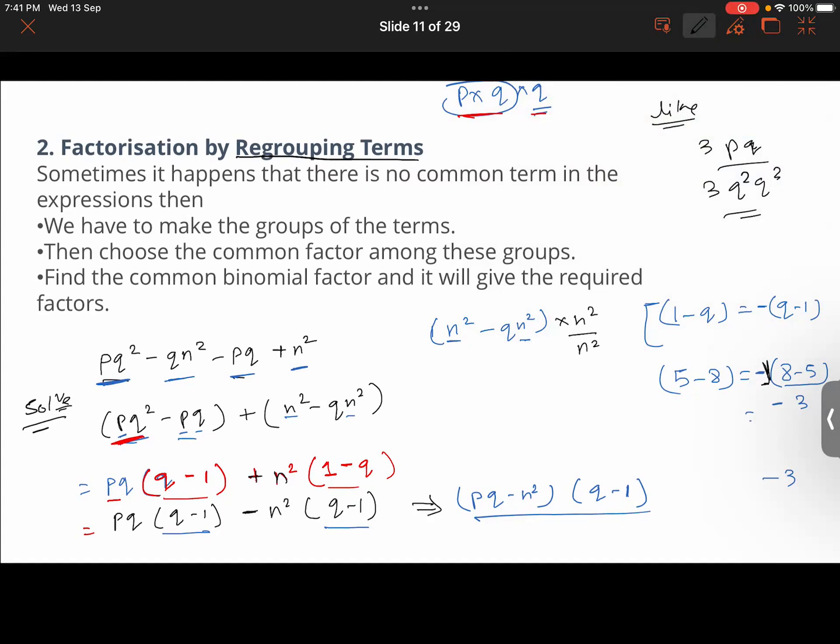So if you were to divide it with n square and multiply it with n square, what you will be left with is n square upon n square minus qn square upon n square, and outside you will simply write n square. So n square gets cancelled, n square gets cancelled here as well. So here you are left with one only, 1 minus q, and outside of the bracket is n square.